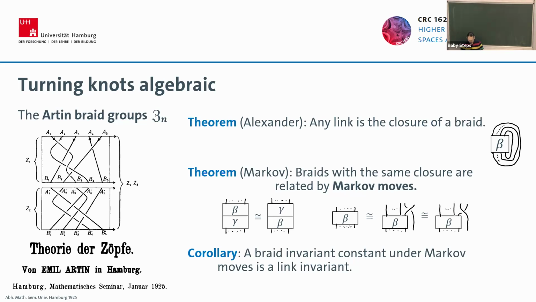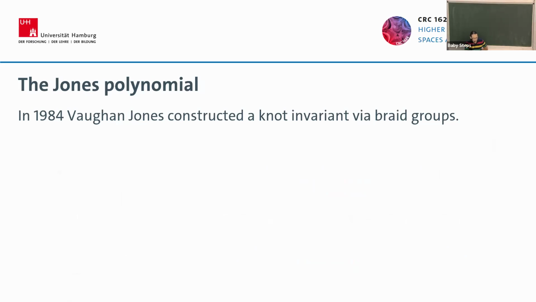Good. So now we're getting closer to interesting link invariants, but we're not quite there yet. So next, I want to show you one of these invariants. The Jones polynomial was discovered around 1984 by Vaughan Jones, and he used braid groups to construct this new knot invariant. This was a monumental discovery that started several new research directions and which, amongst other things, earned Jones a Fields Medal in 1990.